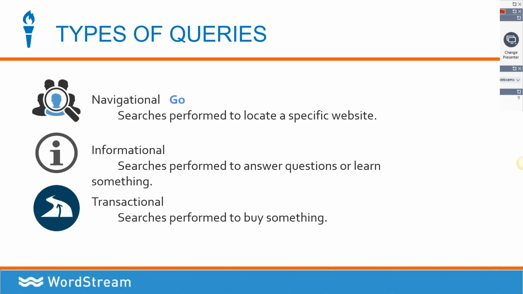So again, just putting it in layman's terms, navigational is go. Informational is know. And then we have the transactional, which is your do. So it's always good to understand those three types of search queries that we have set up and how we should usually avoid the go and the know, but we always want the do.